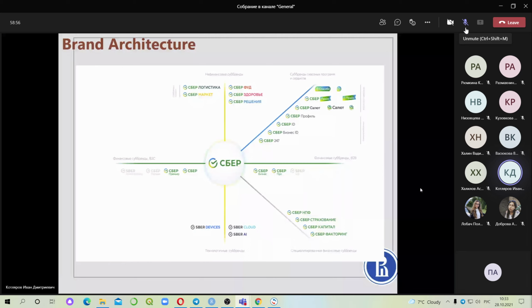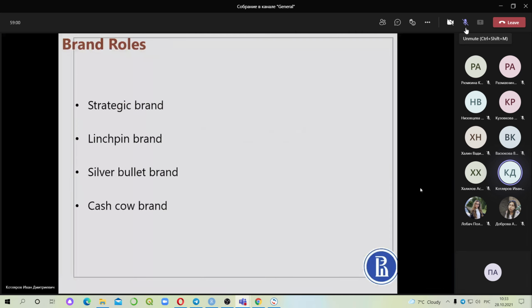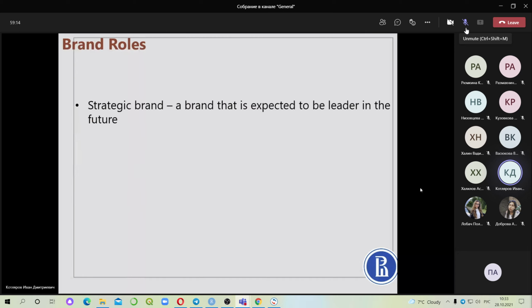That's all. Well, ladies and gentlemen, there are different brand roles. There are strategic brands, linchpin brands, silver bullet brands, and cash cow brands. Let's discuss them on the next slides. What do we have? Strategic brand, it is a brand that is expected to be a leader in the future. What does it mean? We launch this brand in order to become a market leader in the future.